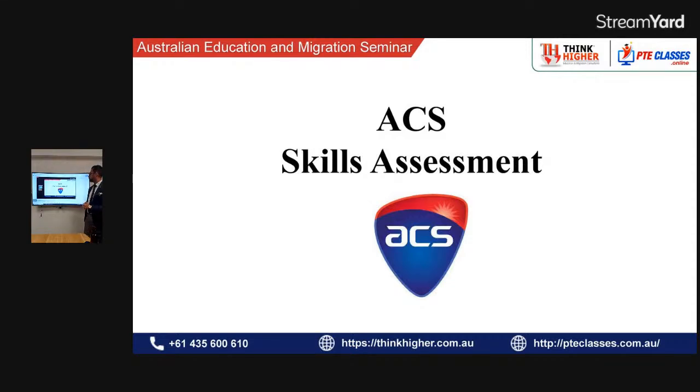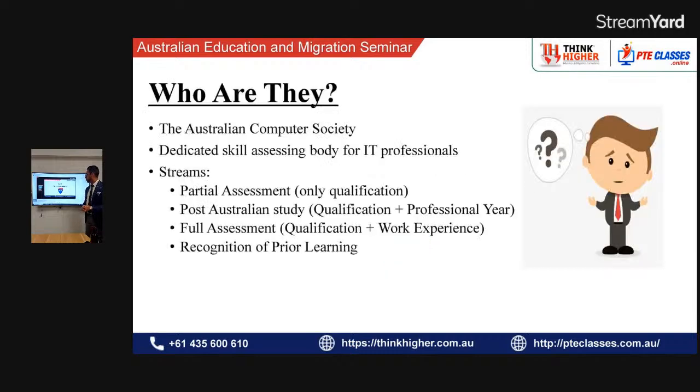Let's do this slide. So who are they? The Australian Computer Society is called the ACS, a pretty common terminology. It is the dedicated skill assessment body for IT professionals. This is the only body that does IT. There's no other body, so if you get refused by ACS, you have to knock on the door again. You cannot go to some other body to give you the assessment.